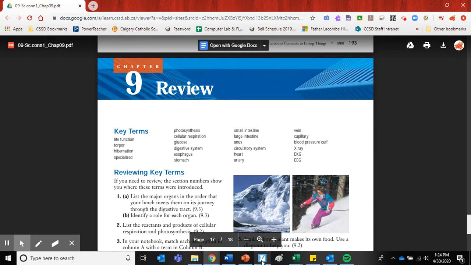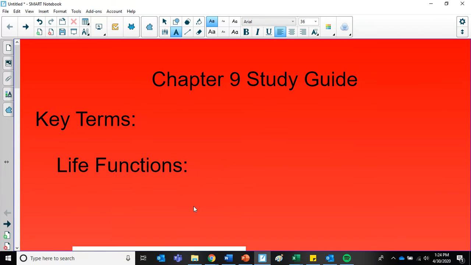So when I jump back here, that first one was life functions. As you saw, it had a few key definitions like hibernation and torpor. Hibernation we know is what bears do. Torpor is what snails will do during the heat of the day. So they'll do the opposite of hibernation: not when it's cold they sleep, but when it's really hot. Snails need to conserve moisture, so they go through something called torpor.